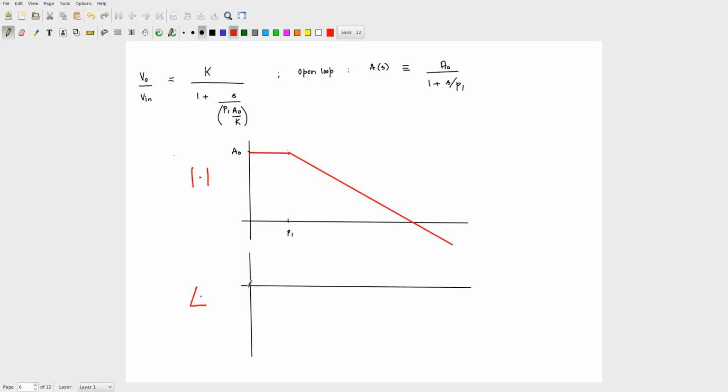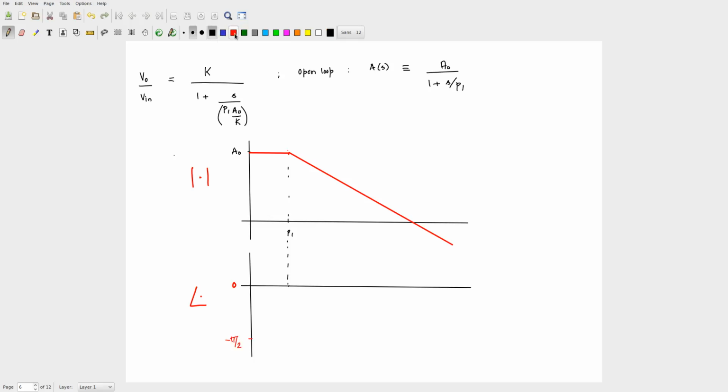Phase response starts at 0 and ends at what? Think and tell. How many people say it ends at minus pi by 4? Good. How many say it ends at minus pi by 2? How many say it ends at minus pi? Okay. So it's a first order function, right? So it should end at minus pi by 2. Okay.